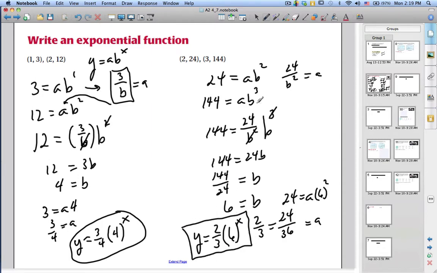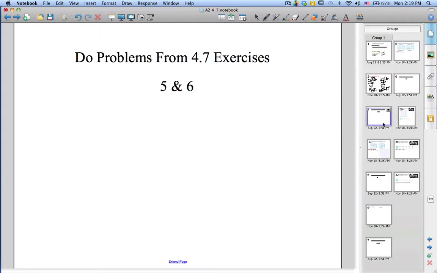Okay, so write two equations. Solve one of the equations for a. You should use the one with the b to the least power, with the lowest power value of x. Then, once you've got that, plug it into the other equation in place of a, which is what we did here. Simplify and you get b. Plug back into one of the original equations and you find a. Okay, so go ahead and practice doing that. Do problems 5 and 6, and then come back when you're done.